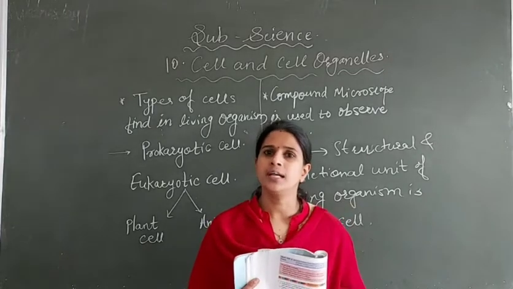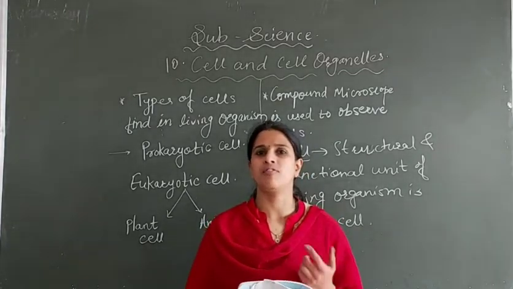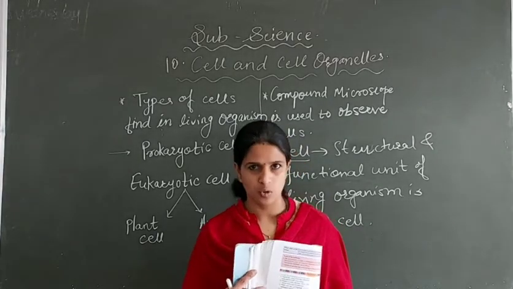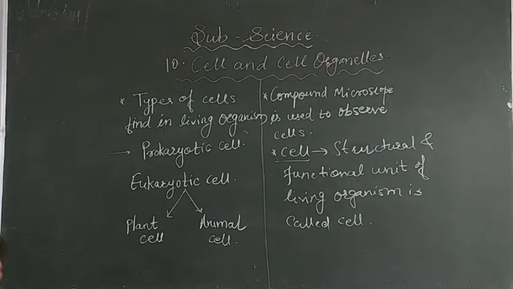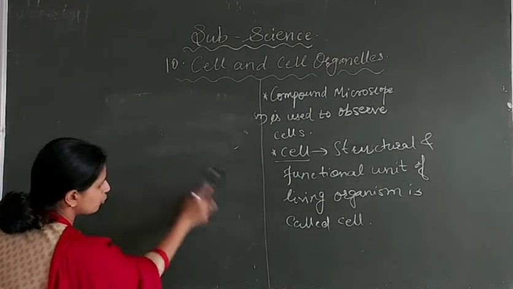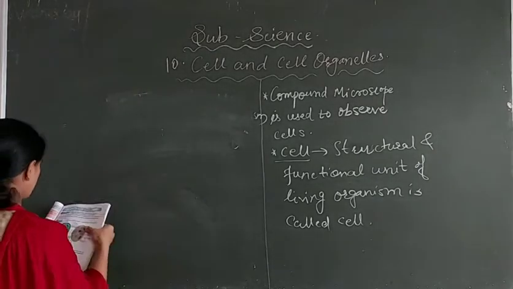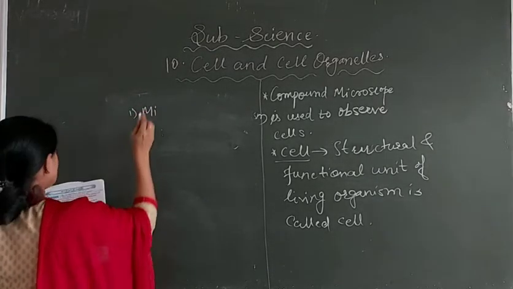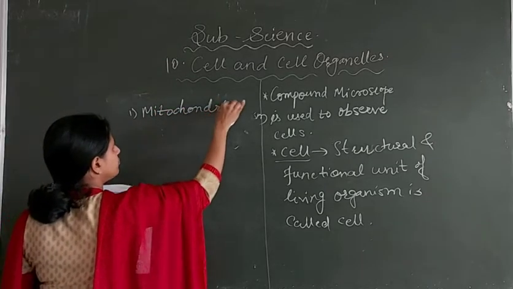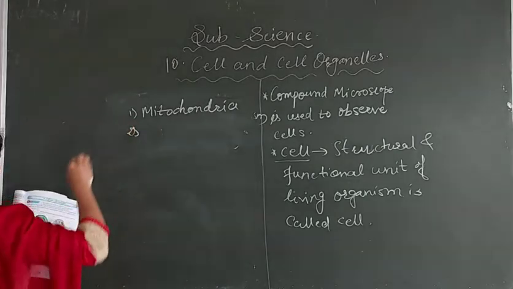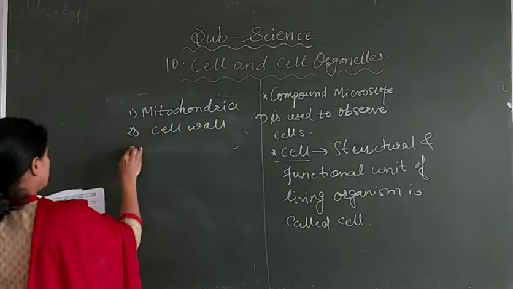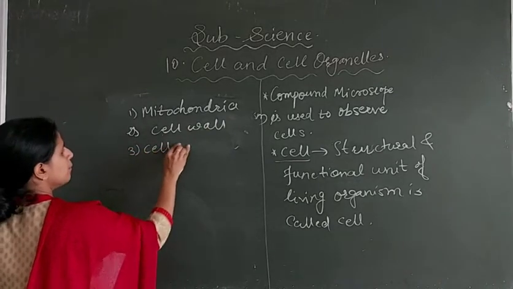You just write down in your textbook first, and afterward you draw these two diagrams in your notebook with the labeling. So see the first one, I am writing over here, you just copy down from the board. The first one is mitochondria, so write down mitochondria. Now the second is cell wall. The third one is cell membrane.